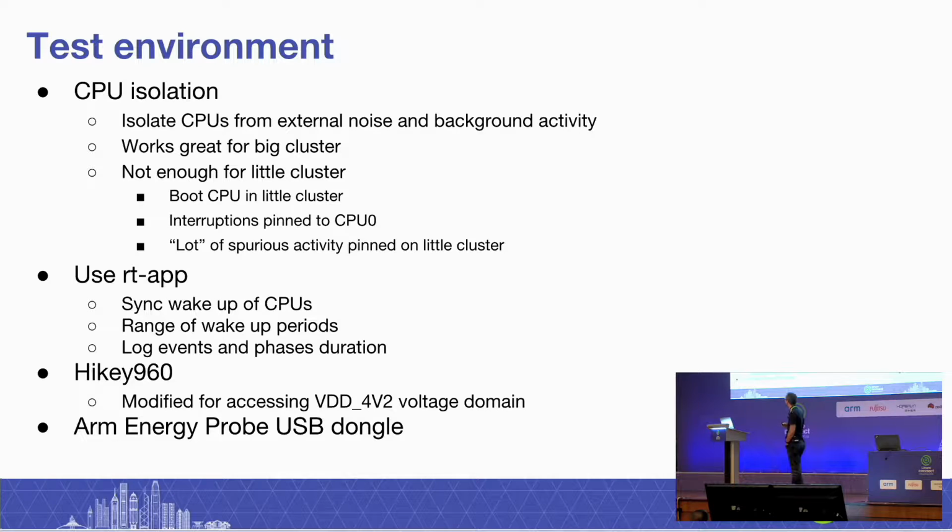And for the test case, we have used RTApp, which is an application used mainly to test the scheduler. It uses a JSON file to describe the behavior of the task: when you want to wake up, how long you want to run, if you want to sync the wake up of some tasks. And you can specify different kinds of dependency between the tasks. And you also have a log of all the events and how much time you have spent in the different steps of your use case, which was useful for us.